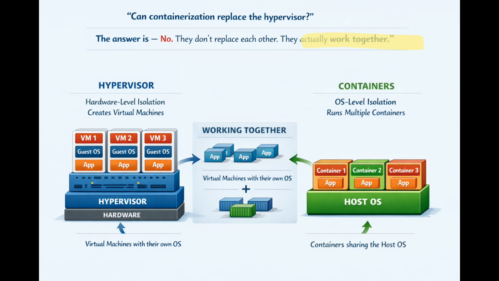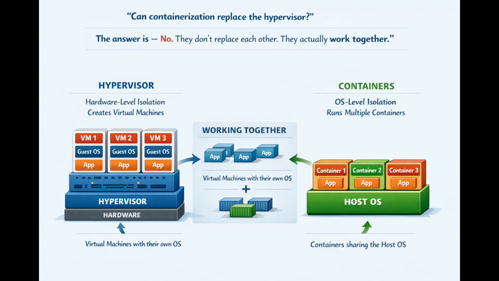The hypervisor provides hardware level isolation. It creates virtual machines, and each virtual machine has its own operating system, right? On the other hand, containerization works at the operating system level. Containers share the host operating system but provide application level isolation.